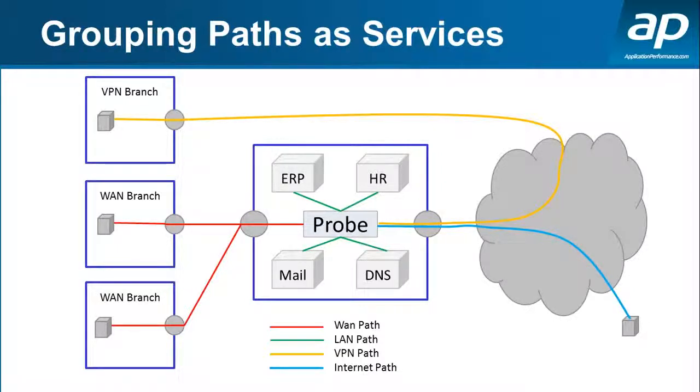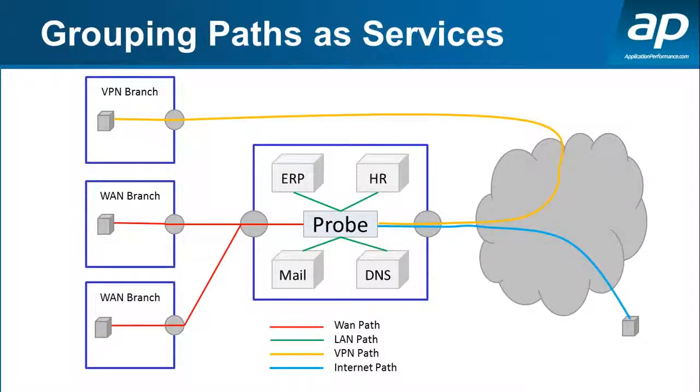So if we imagine this very simple schematic, we've got some WAN paths being probed, we've got some LAN paths, we're across a VPN on an internet, and we've actually got targets in the internet itself so that we can establish the quality of the internet connection.